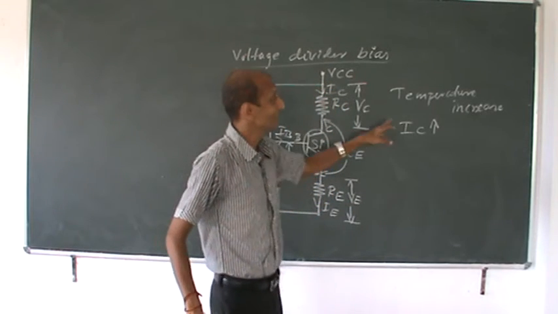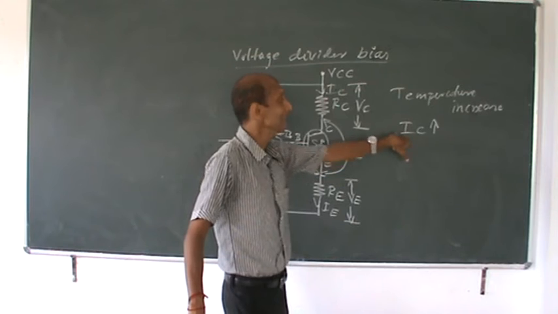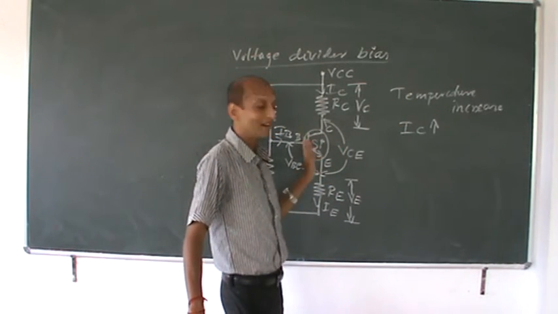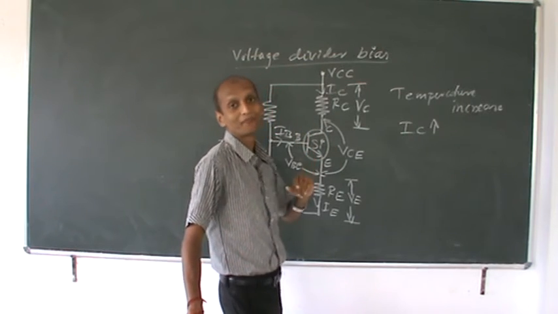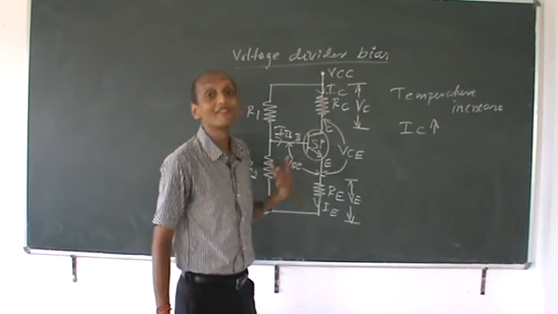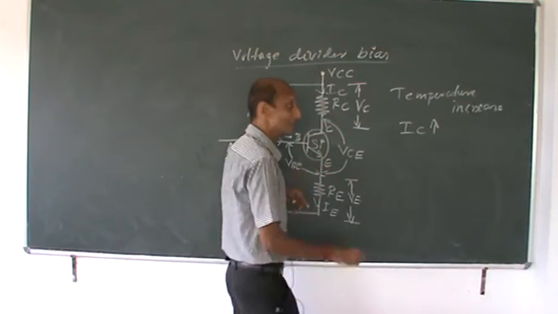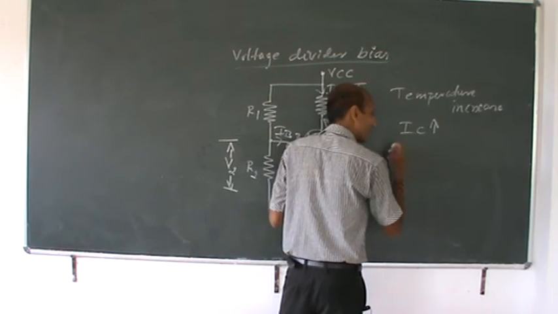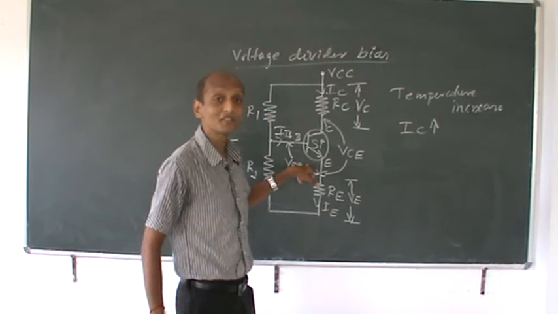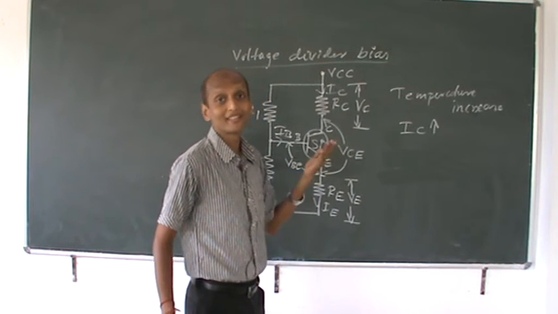Okay. So as we have this temperature increase, IC increases. When IC increases, what happens to the transistor circuit? As IC increases, what will increase again? We have said that the beta value of your transistor also increases, isn't it? So beta value increases as the temperature increases.